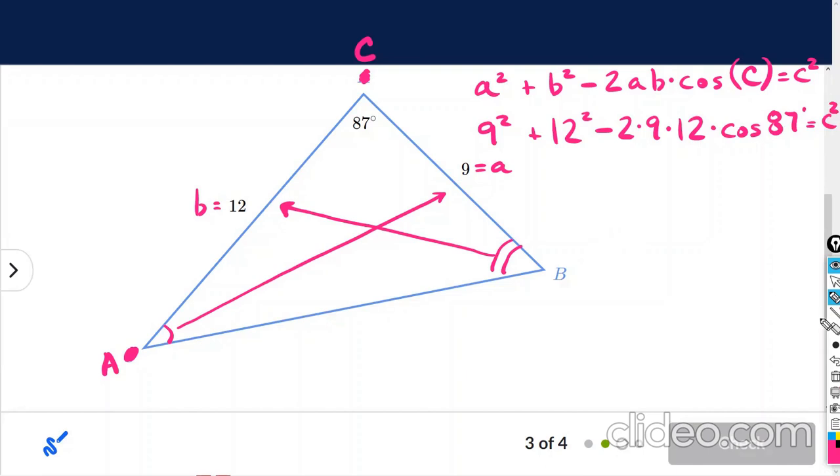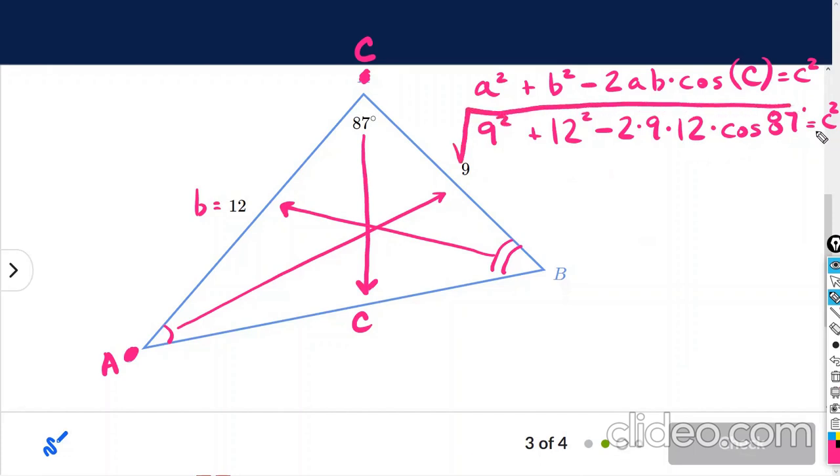Okay, and now really it's all calculator work from here. Since we solved for c squared, we have this equal to c squared. In order to solve for c, and I should have drawn this on the diagram, lowercase c is the side length across from angle C. That's the one we want. Since we have c squared here, the only thing left to do is take the square root of both sides. I'm going to have to do this whole mess on the calculator and then just round to the nearest tenth.